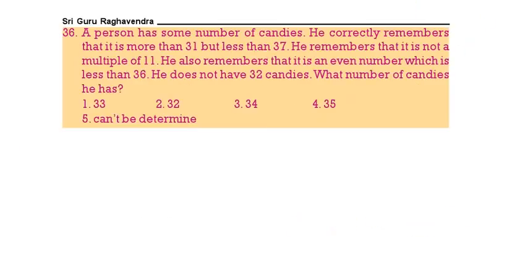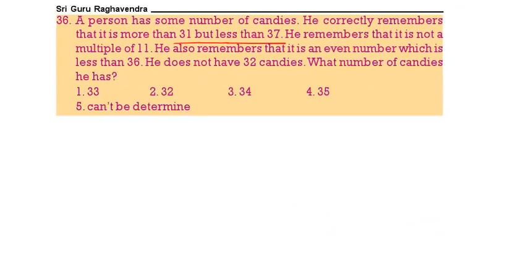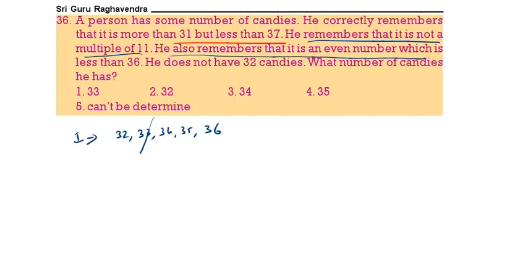Next question. A person has some number of candies. He correctly remembers that it is more than 31 but less than 37. That means 31 and 37 should not come. That means it may come in between: 32, 33, 34, 35, 36 according to the first person. He remembers that it is not a multiple of 11, so it is not 33. He also remembers that it is an even number less than 36. Less than 36 even number means it is not 36, it is not 35, it can be 32 and 34. He does not have 32, so 32 is also not there, so we are left with 34.